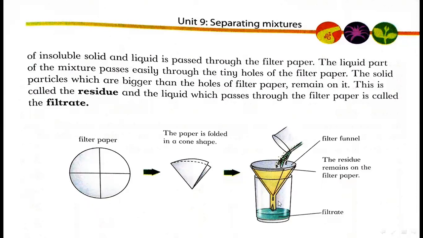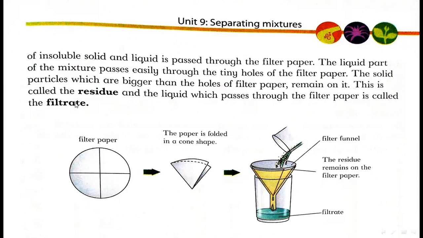The liquid part of the mixture passes easily through the tiny holes of the filter paper. On the filter paper, the tiny holes are there, so liquid easily passes through the tiny holes of the filter paper, and the solid particles which are bigger than the holes of the filter paper remain on it. This is called the residue, and the liquid passed through the filter paper is called filtrate.